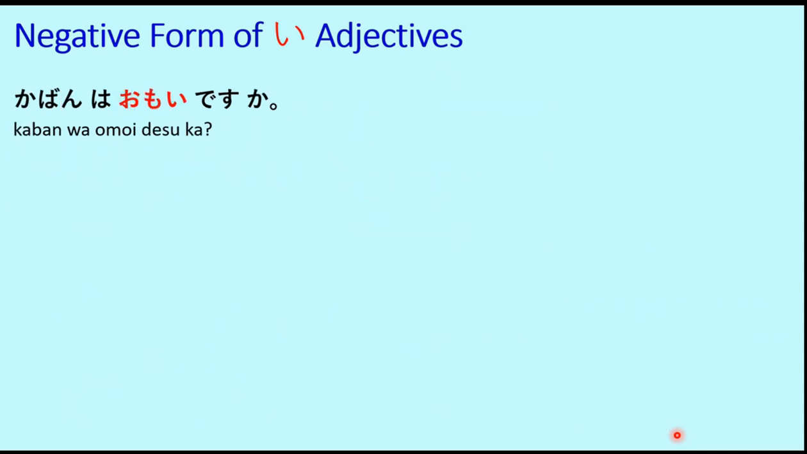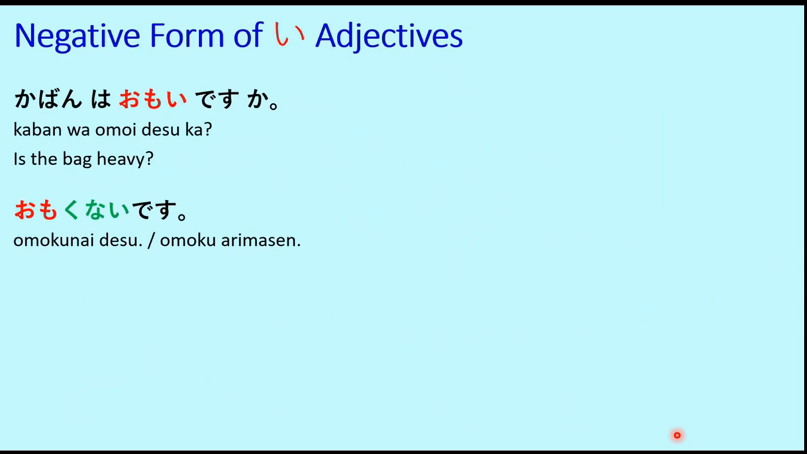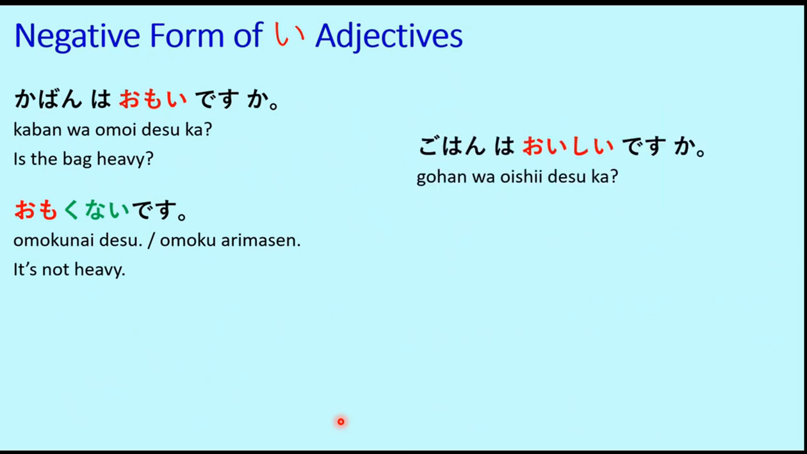Kaban wa omoi desu ka? Omoi means heavy and kaban is bag. So, is the bag heavy? Omokunai desu. It's not heavy, or omoku arimasen. So as we said, we can use both kunai as well as ku arimasen. Kunai is the informal version, ku arimasen is the formal version. Both can be used. It's not heavy.